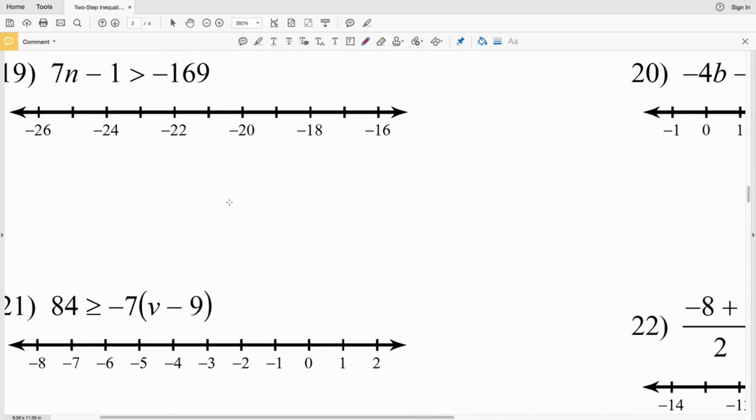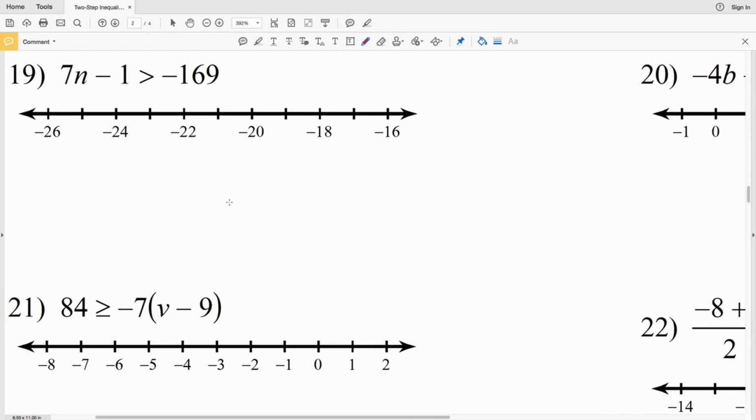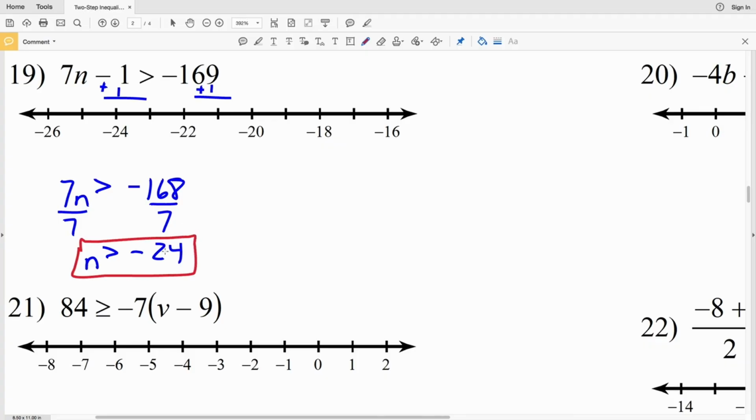For number 19, we have 7n minus 1 is greater than negative 169. We're going to start by adding 1 to each side. That's going to give us 7n on the left, which is greater than negative 168. Then we'll divide by 7 to get that n is greater than negative 24. And since n is greater than negative 24, when we graph that, we're going to circle the 24 and shade everything to the right.